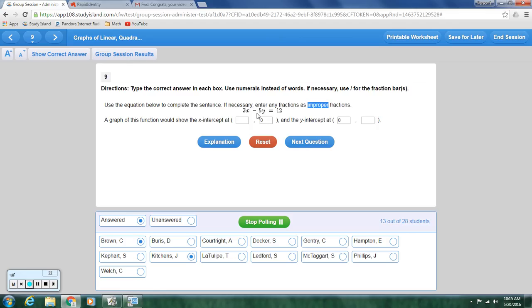But you can solve it for y and graph it. Totally up to you. If you solve it for y, you're going to have to subtract 3x and divide by negative 5.